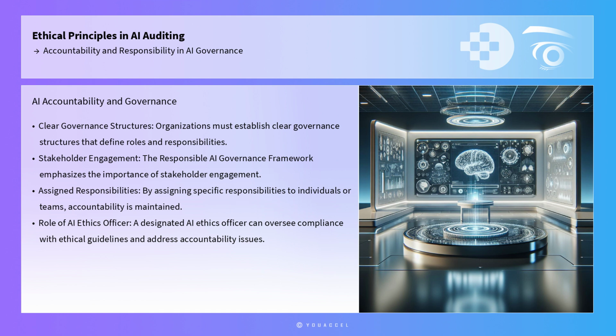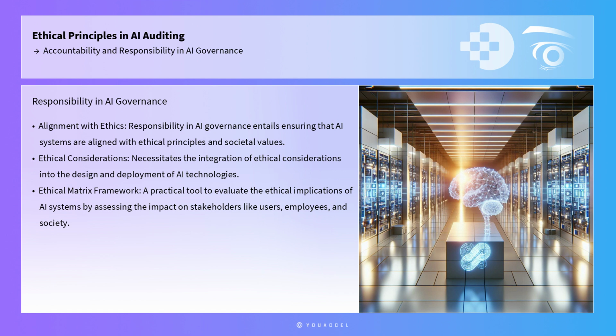to accountability and responsibility. Responsibility in AI governance also entails ensuring that AI systems are aligned with ethical principles and societal values. This necessitates the integration of ethical considerations into the design and deployment of AI technologies. The Ethical Matrix Framework is a practical tool that can be used to evaluate the ethical implications of AI systems. This framework involves assessing the potential impact of AI on different stakeholders, such as users, employees, and society at large, and considering factors like privacy, fairness, and autonomy. By systematically analyzing these ethical dimensions, professionals can make informed decisions that uphold responsibility in AI governance.